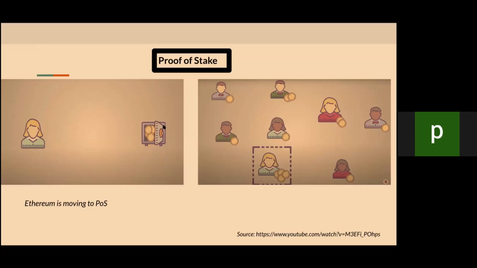Plus, here, if this person tries to add some bad transaction or forge some transaction into the network, her security deposit will be slashed away. That's how the security of this blockchain is ensured. And as we already mentioned, Ethereum is moving to proof of stake. We are already in the process, and I think in 1 or 2 years, we will have Ethereum on top of proof of stake.